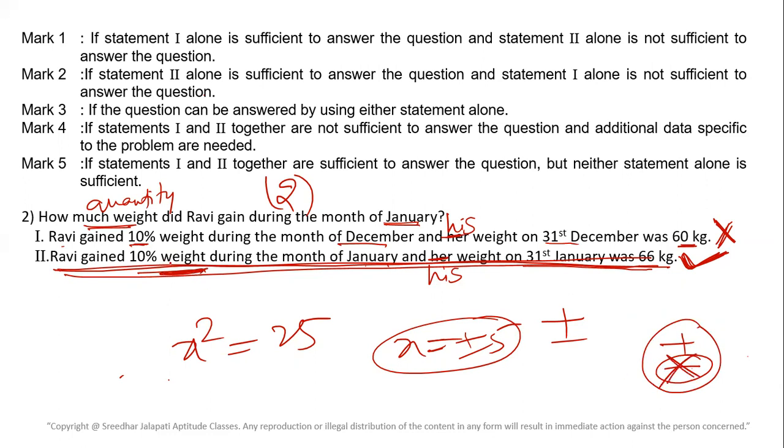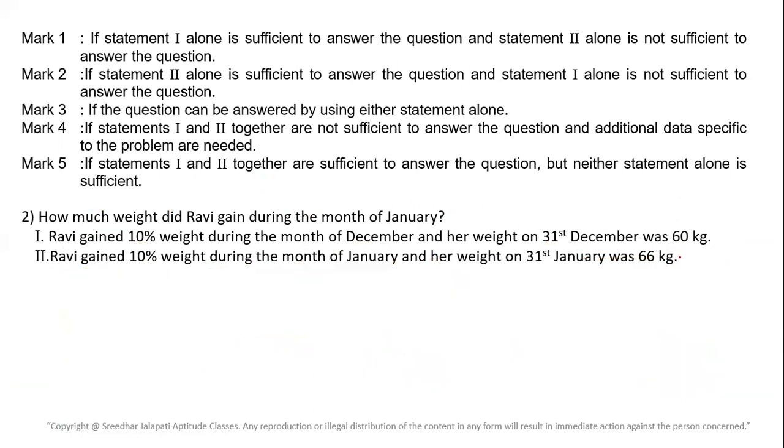But suppose it is not weight, let's say it is simply the value of x, the value of x can be minus as well. So though you are getting plus or minus, you need to consider the situation, whether the situation allows plus values or not, minus values or not. Accordingly, you need to answer. Okay. By the way, for this question, answer is 2 alone sufficient. From the second statement, we can find how much weight Ravi gained in the month of January.